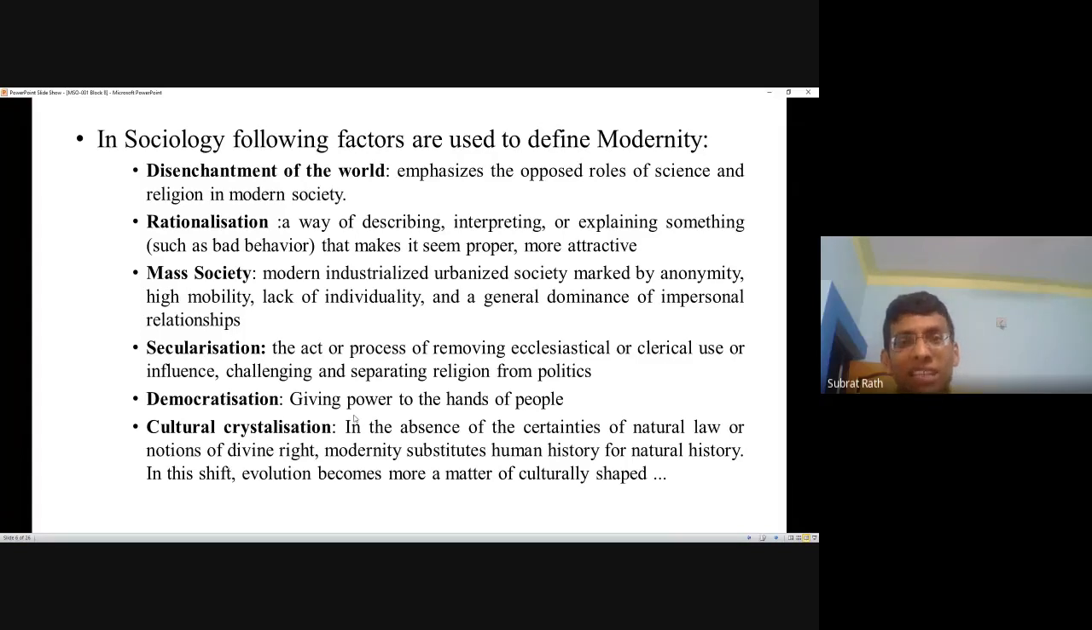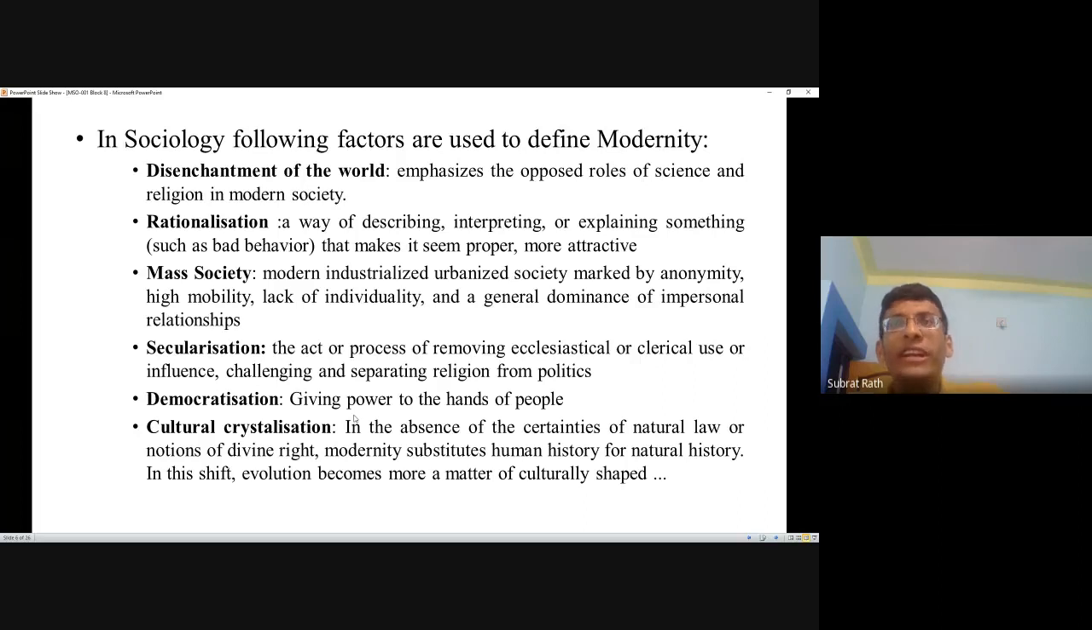Then comes secularization, the act or process of removing ecclesiastical or sacred influence, challenging and separating religion from politics. That means we are separating the supernatural forces from our political system. We are saying that religion has no play in our life, rather it is very much subjective and within the four walls. That means we make religion a personal phenomenon, and getting out of that, we are trying to differentiate the whole society from the dominance of religion, that is called secularization.